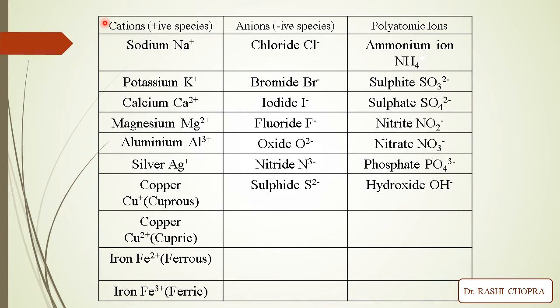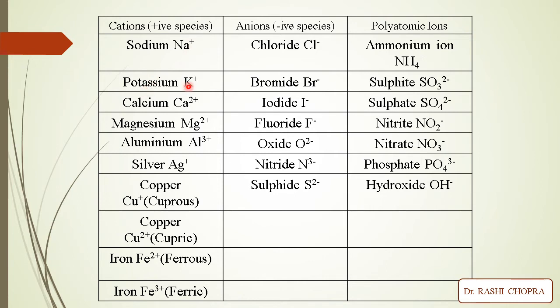Because these cations and anions combine together to give the compounds, the charge on the cation and the charge on the anion are very important to decide or to write the formula of the compound. So this table is very important. I have listed certain cations, which are positive ions. The sodium ion, which will release one of its electrons to give Na plus, has a plus one charge. One is not written here, it is there by default. So plus charge means it is plus one charge.